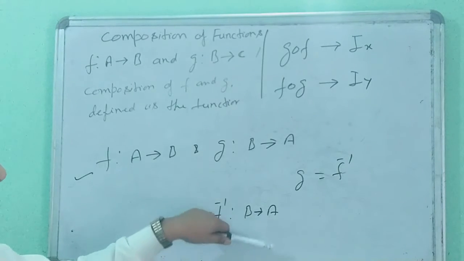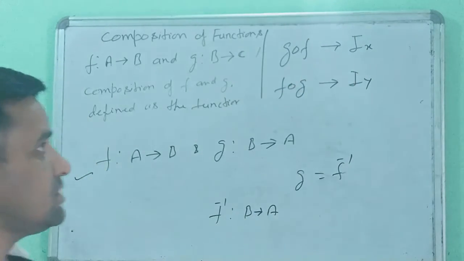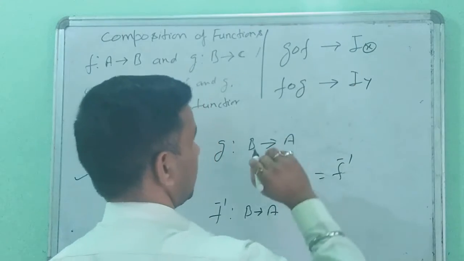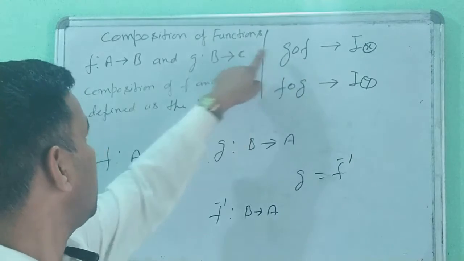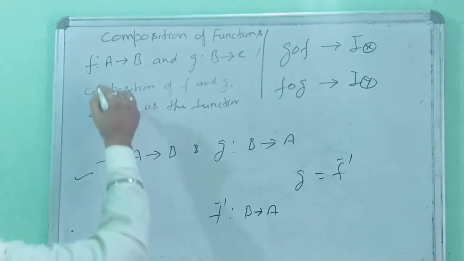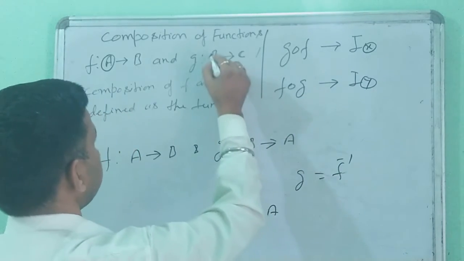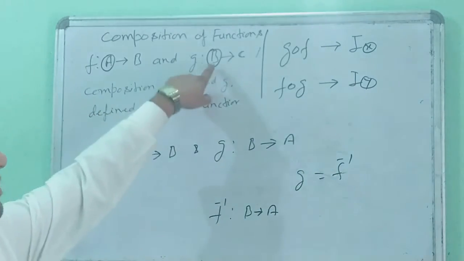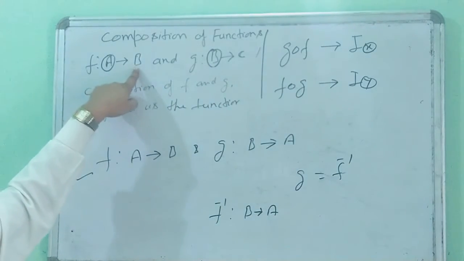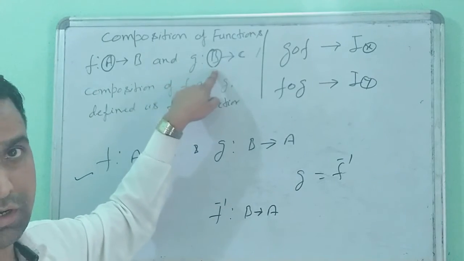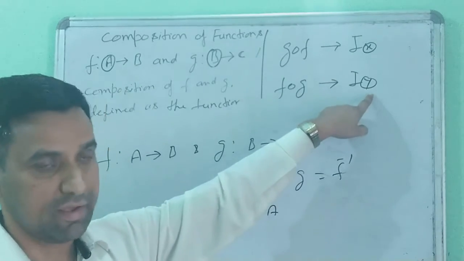How do we find whether a function is invertible? If GOF is equal to the identity function of x, x means the domain part. What is the domain of GOF here? And what is y here? y is the domain part of g. F is always from function a, the domain part, and g is from b. This b is the codomain in the first function, but in the second function it is the domain part. Then you write the identity function of y.